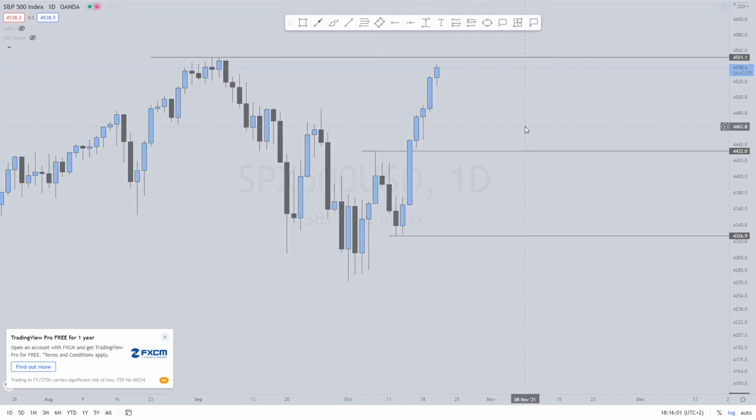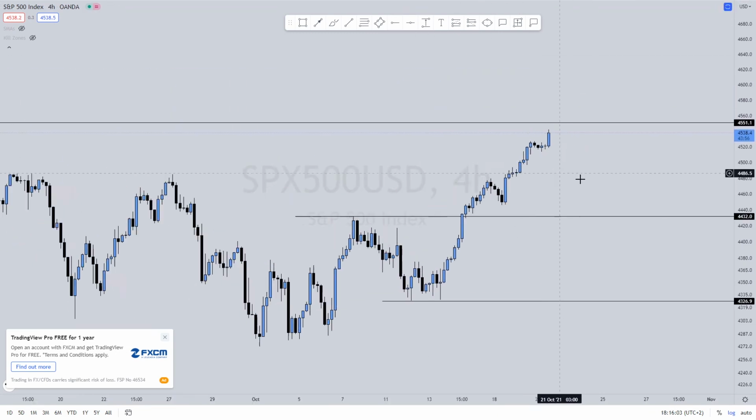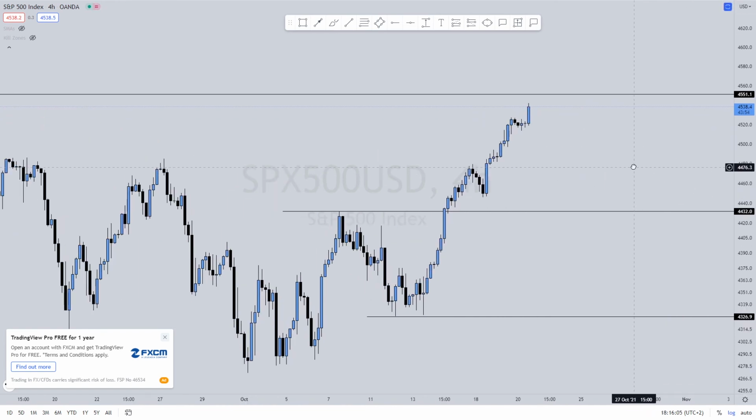If we scale into our 4 hour time frame, what we could have noticed is the same structure and market behavior that we were seeing on Nas100 as well.